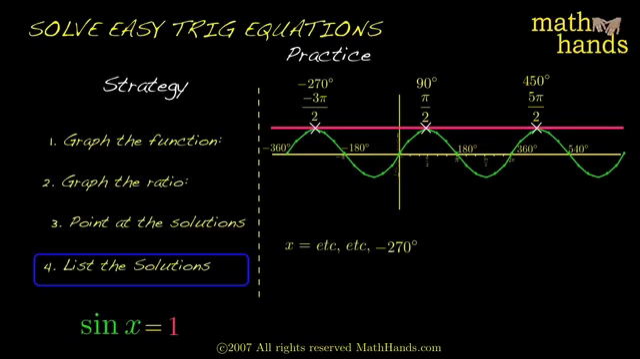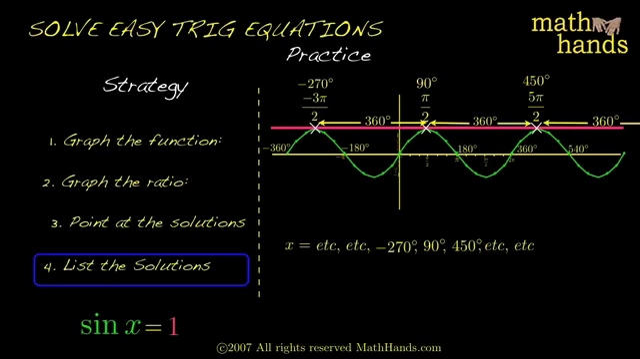Then you can just write it this way, negative 270, and I wrote etc., because to the left of that there are many more. And then I note the pattern here. If I move 360 degrees to the right, I get to the next one, which is 90 degrees. And if I move 360 degrees more, I get to the next one, which is 450. And on and on. And this would be an acceptable way to list all the solutions.